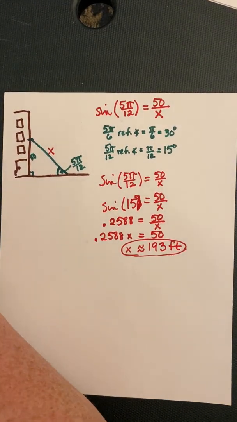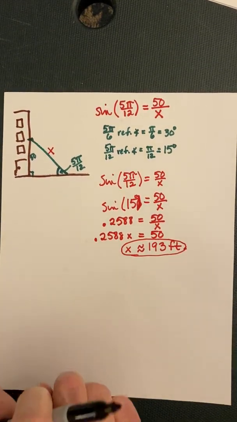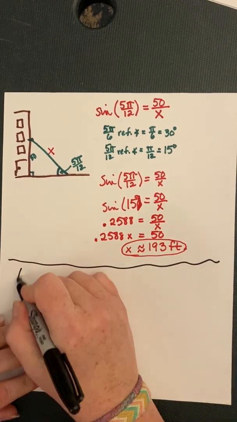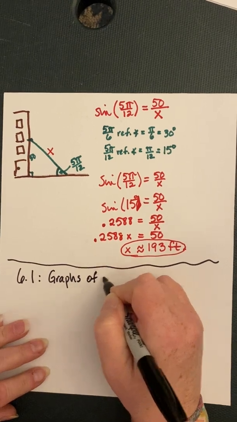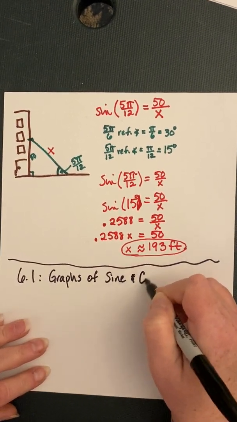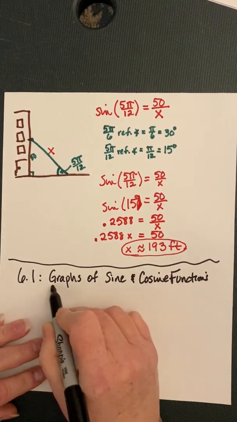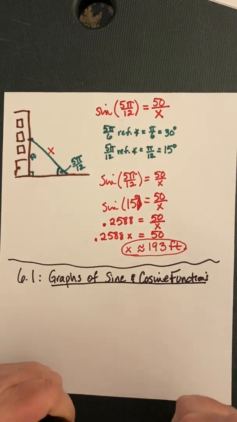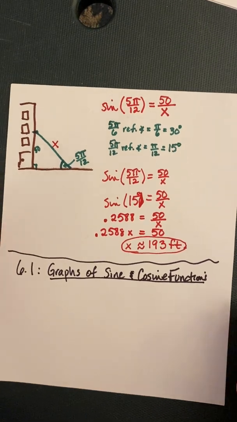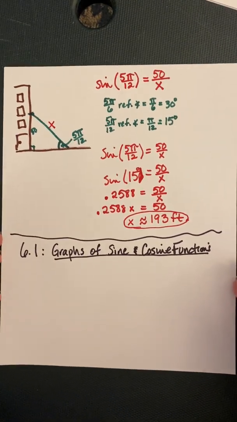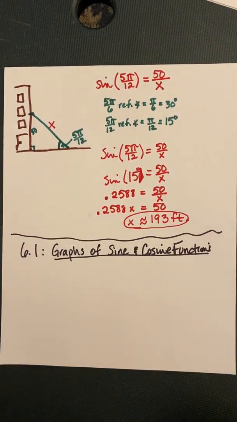Okay, now we're moving on to section 6.1. Section 6.1 is about graphs of sine and cosine functions. Sometimes these are called sine and cosine curves. And sine and cosine curves are very, very famous. They show up all over the place. Like, for instance, sound waves run on sine curves. And a cosine curve is really just an adjustment of the sine curve. So we're going to talk about that a little bit.